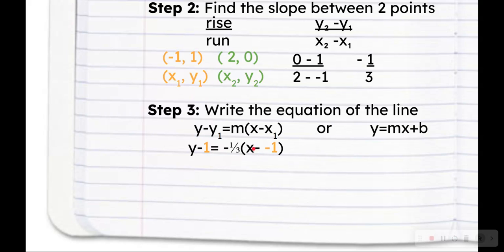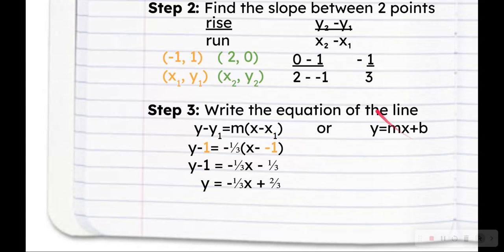So I'm going to distribute the negative 1/3 through, and I get y minus 1 equals negative 1/3 x minus 1/3, because remember, a negative and a negative make a positive. Distribute a negative through, that becomes a negative again. Get the negative 1 to the other side by adding it, and I get y equals negative 1/3 x plus 2/3. Let me show you the way that I think we might have done it in class this year.